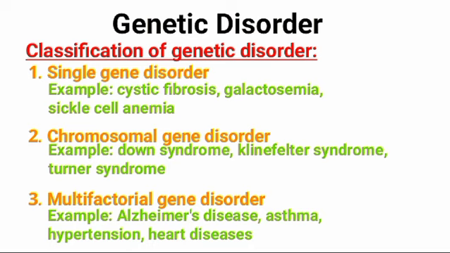The third classification is multifactorial gene disorder. These disorders involve variation in multiple genes, often coupled with environmental causes. Some examples are Alzheimer's disease, asthma, hypertension, heart diseases, and etc.